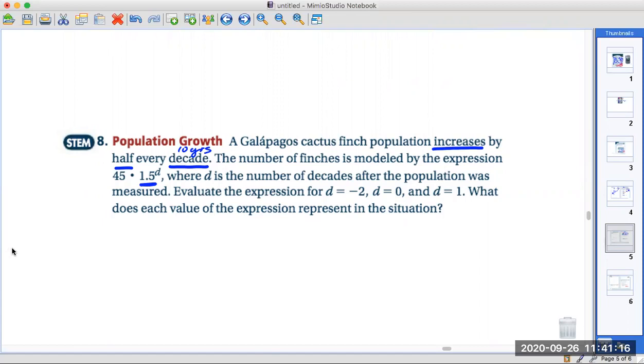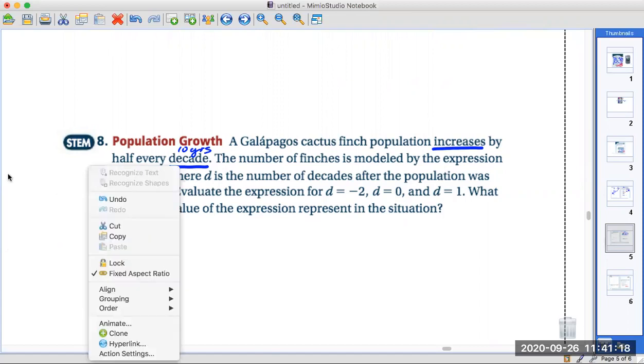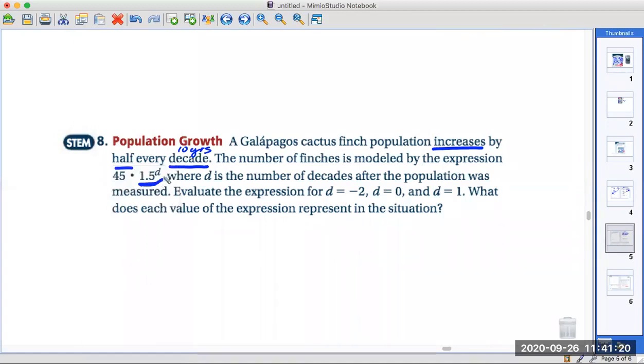So this is our expression. This is our rule. I can see it's an exponential expression because my variable, d in this case, is an exponent, right? It's raised a little higher. This is the base, 1.5. This is my exponent. And if it's a variable, we can plug in any number we want to find out. First, we need to know what d is. D is the number of decades after the population was measured.